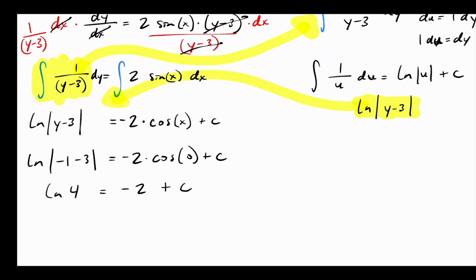Add 2 to both sides. Natural log of 4, I can't use a calculator. It doesn't say anything about calculators. So natural log of 4 is a decimal, probably 1 point something. Just leave it as natural log of 4. Unless they say round your answer, which they didn't, we leave it exact.